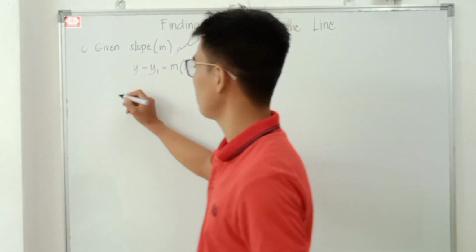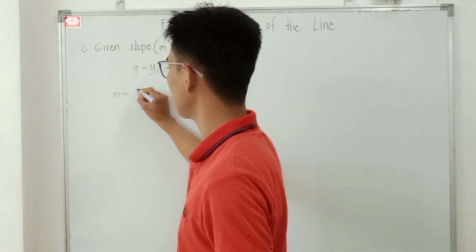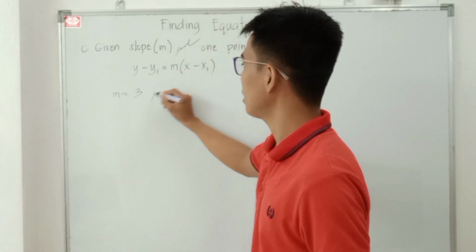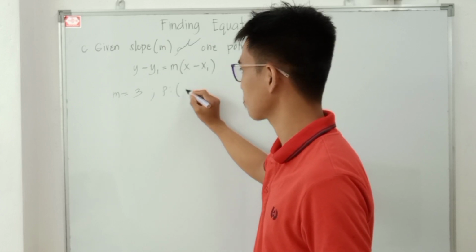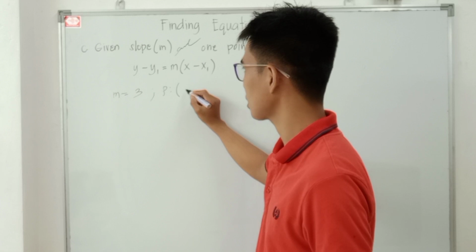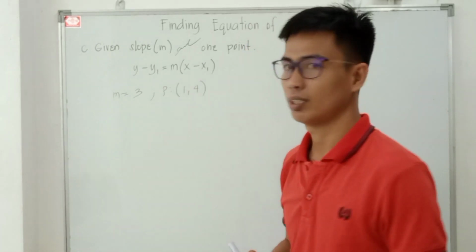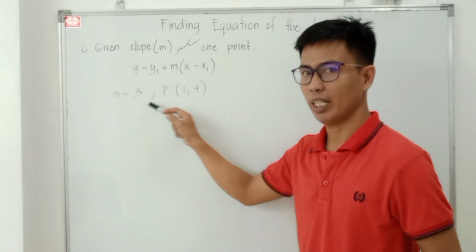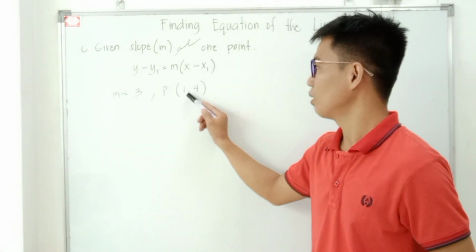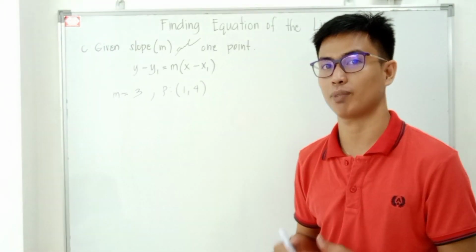So let's have this example. Let's say we have the slope 3 and given point natin is, let's say 1, 4. So find the equation of the line with the slope 3 and passing through the point 1, 4. So how are we going to determine the equation of the line?